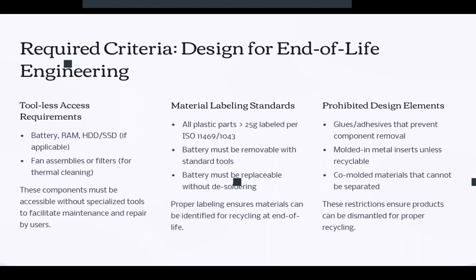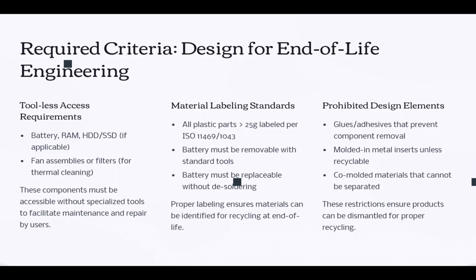Now, IEEE 1680 cares a lot about what happens after the product leaves the store. Can you repair it? Can you recycle it? That's what this section is all about. So we have key parts like battery, RAM, and storage that should be accessible without needing special tools. This makes repairs quicker and easier. We have cooling components like fans and filters that also need to be accessible for cleaning or replacement.